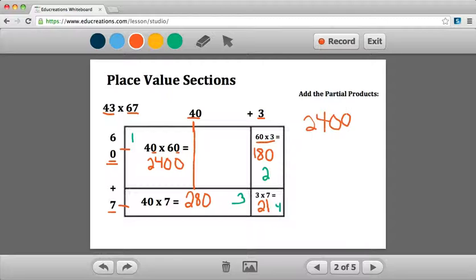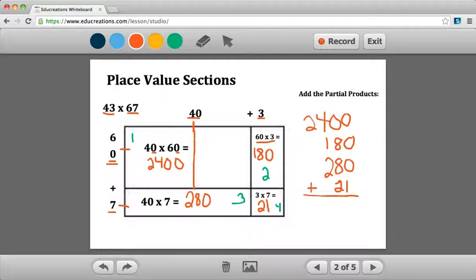plus 180 plus 280 plus 21. And we want to add all those. Make sure that you line up the place values. Line up the digits with the correct place value.